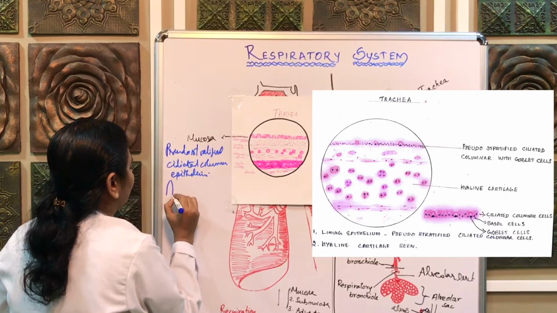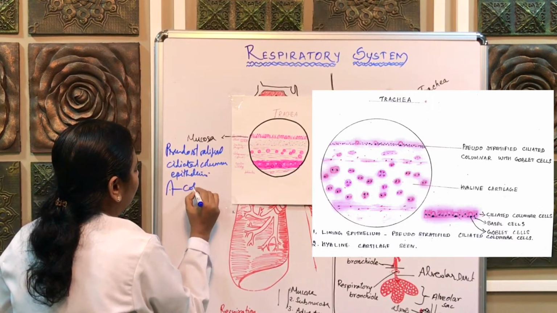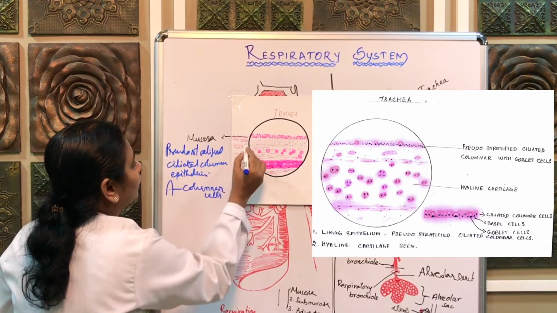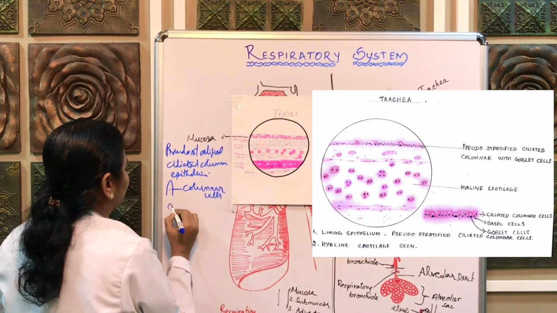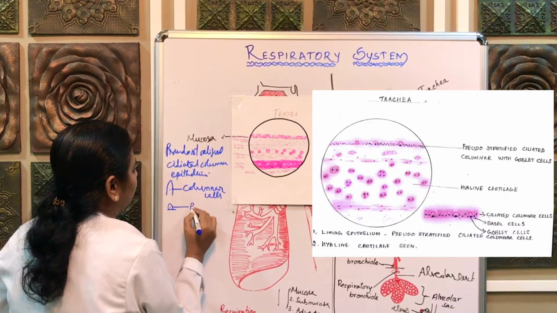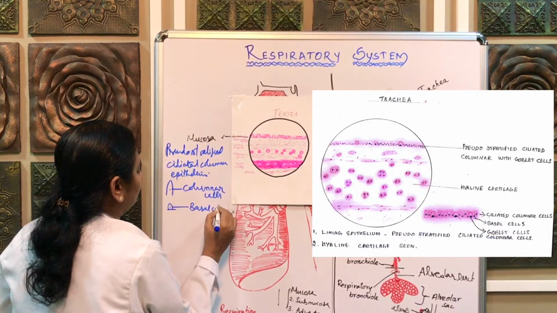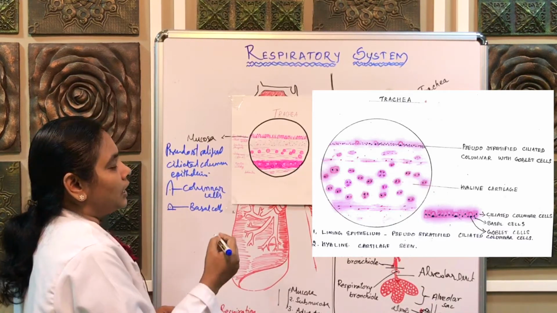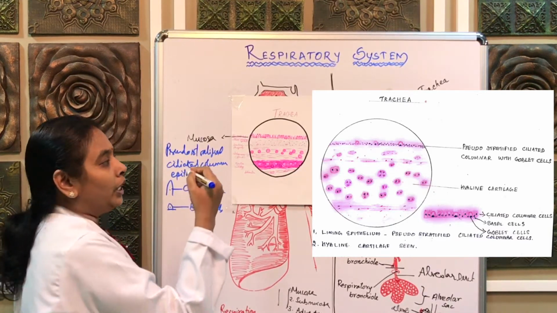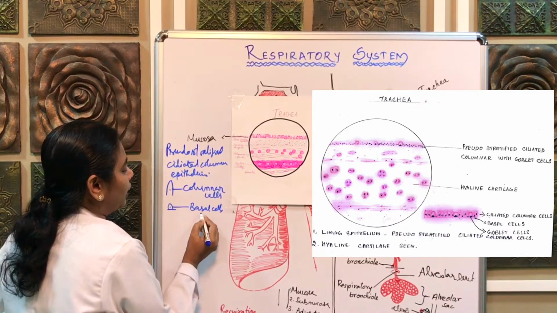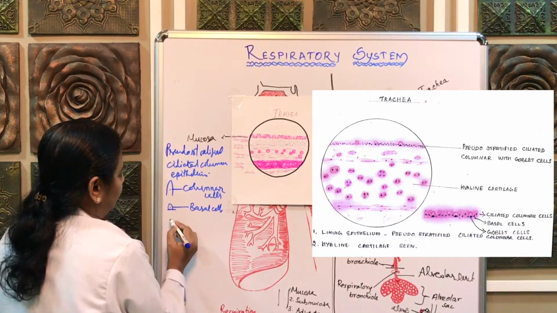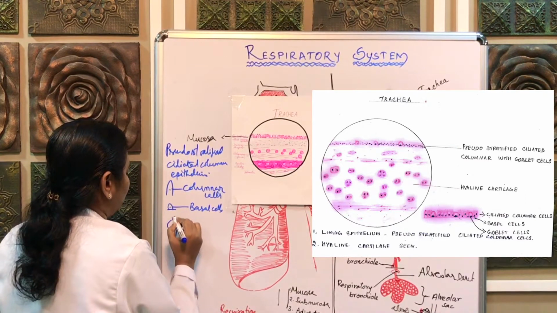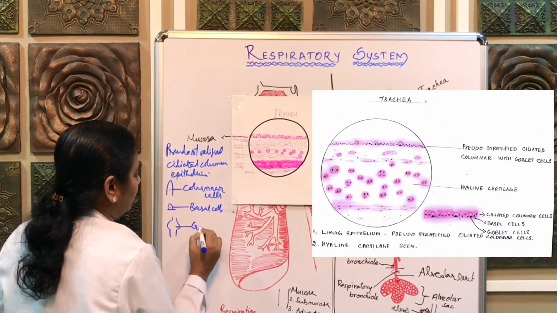Tall shaped columnar cells, and then dwarf basal cells. These basal cells are going to differentiate and give rise to the other cells whenever there is a restriction to the mucosa. So they differentiate. Basal cells are stem cells. Then next thing is your goblet shaped cells, that is the mucus secreting cells.